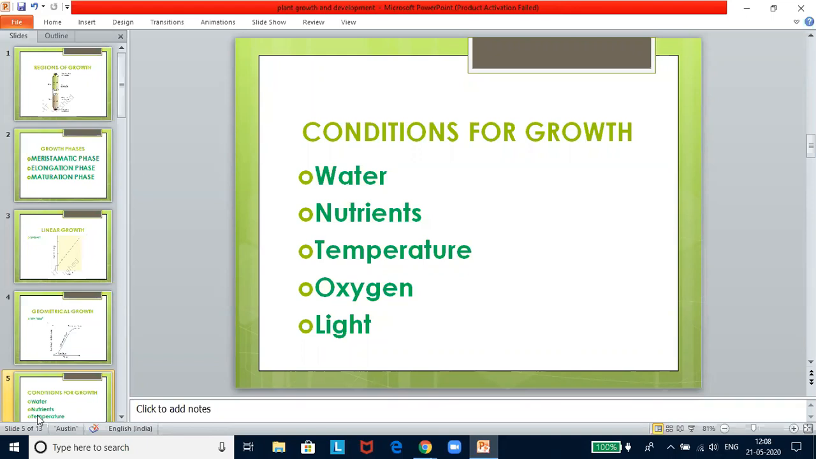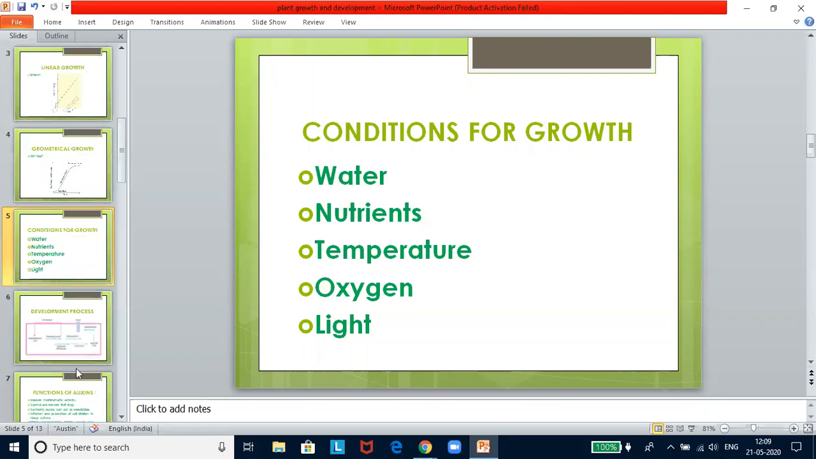Nutrients. These are required by the plants for the synthesis of protoplasm, and they act as a source of energy. Now, temperature. Every plant has an optimum temperature range best suited for its growth. Now, oxygen. It is essential for aerobic respiration and hence availability of energy. Because from aerobic respiration only, ATPs are synthesized, and that is the available energy for biosynthetic activity. Now last is the light. Environmental signals such as light and gravity also affect certain phases or stages of the plant.